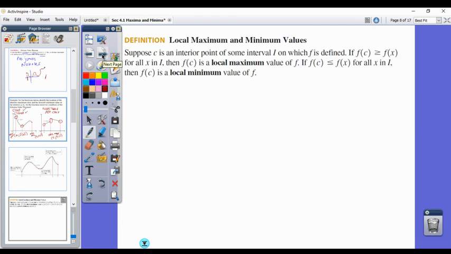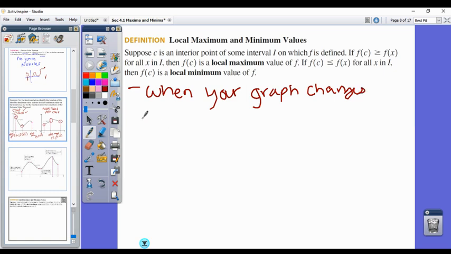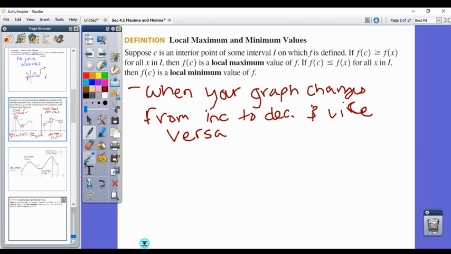So our formal definition is a point that is smaller or larger, depending on if we're doing minimum or maximum, than the surrounding points. So how I like to remember this is when your graph changes from increasing to decreasing and vice versa. The other thing that you're going to hear this called is a relative max or relative min.